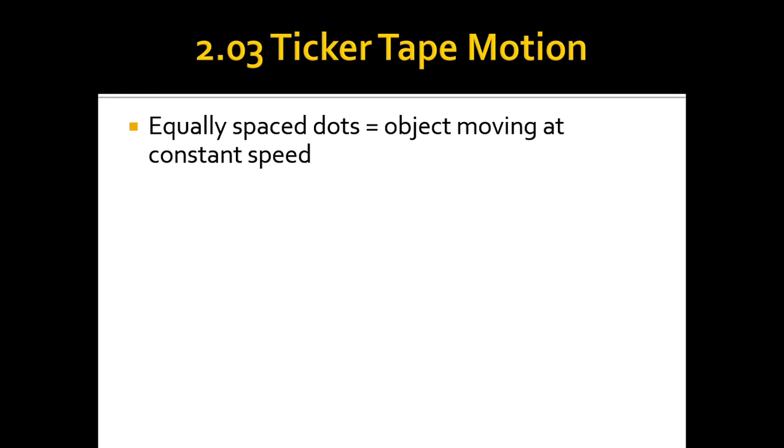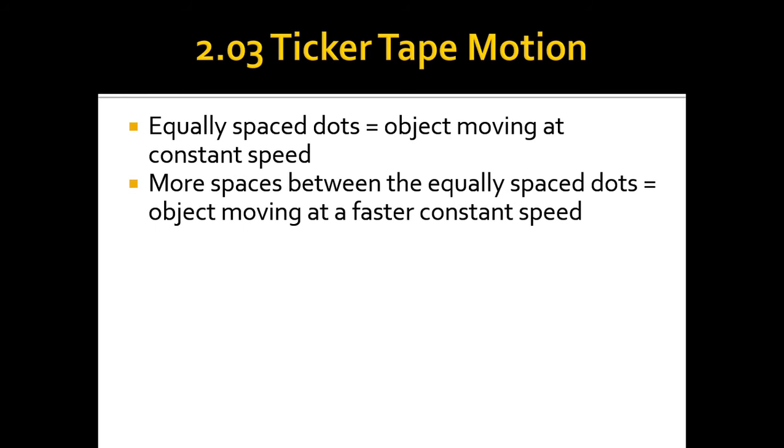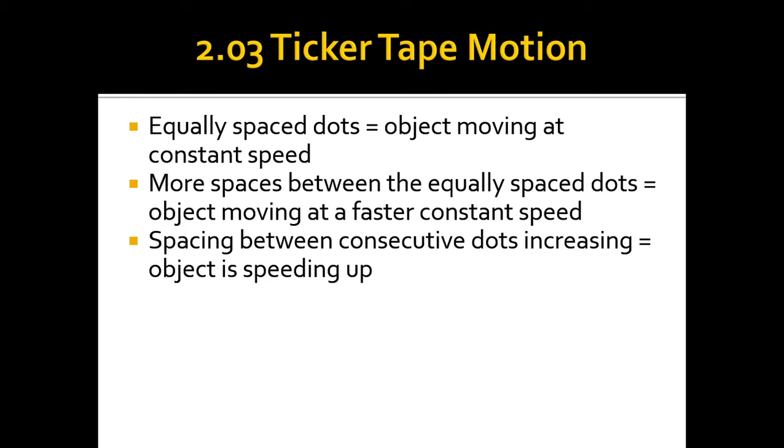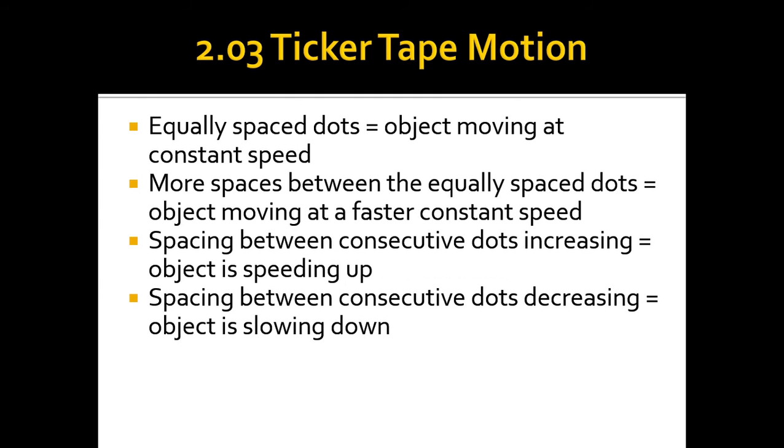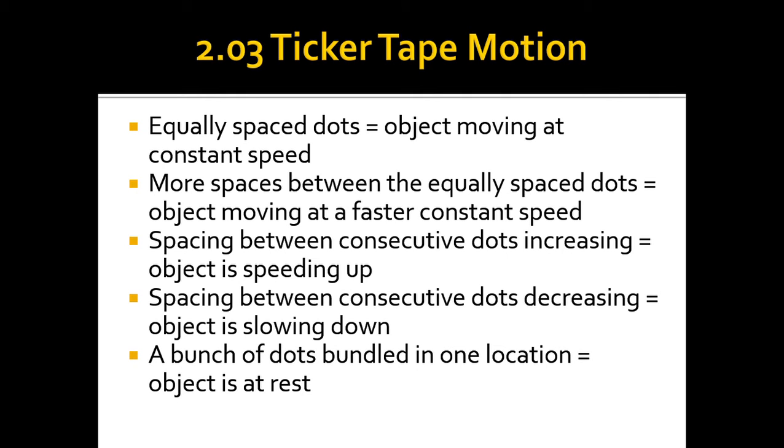So here is how you're going to interpret the dots in the tape. If they have equally spaced dots, it means that the object is moving at a constant speed. Next one, more spaces between the equally spaced dots, object moving at a faster constant speed. Spacing between consecutive dots increasing, object is speeding up. Spacing between consecutive dots decreasing, object is slowing down. And lastly, a bunch of dots bundled in one location, object is at rest.